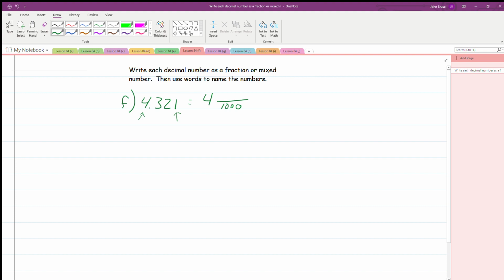Be careful when you write these. Whole numbers take up the whole space between lines. Notice I have a blue line here and a blue line here. The 4 takes up that space, and the fractions take half of it.